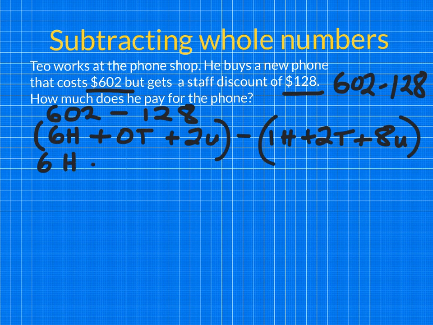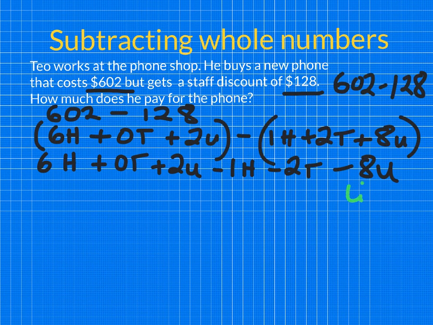6h plus 0t plus 2u. And we're going to then take off everything in this bracket. So we're taking off the 1h, we're taking off the 2t, and we're taking off the 8u. Now we're in a position to look for like terms. Which terms could be combined together? The 6h and the minus 1h, for example, the t's, and then the u's.